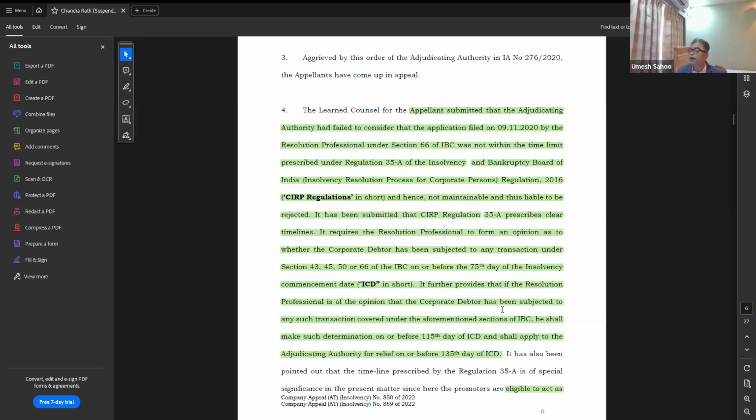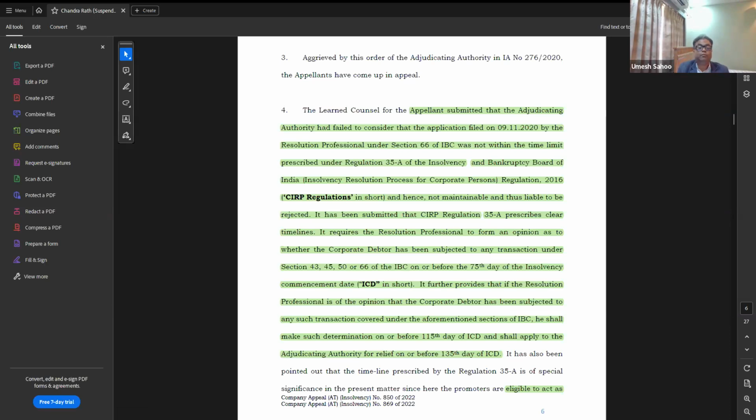Sir, when does the RP form an opinion? Before 75 days. And what does forming an opinion mean, what does an RP do, and how can he form an opinion? That is very important here. Many of my professional friends are well aware of this area.